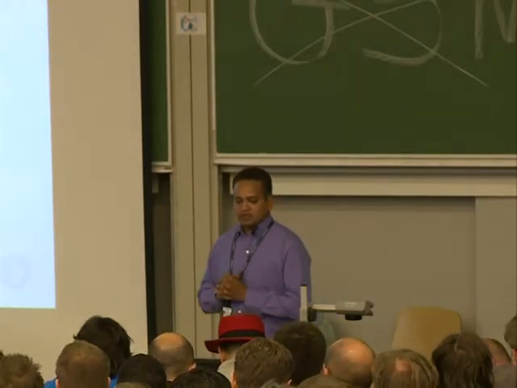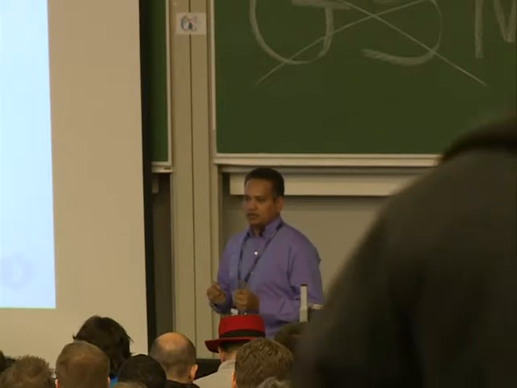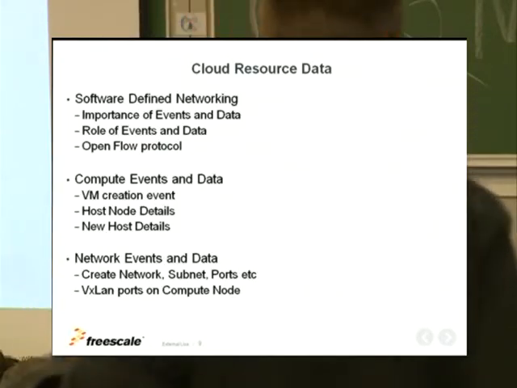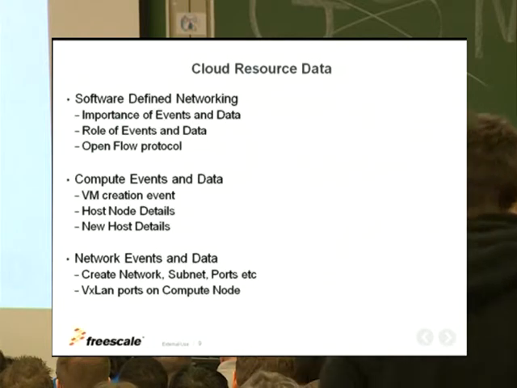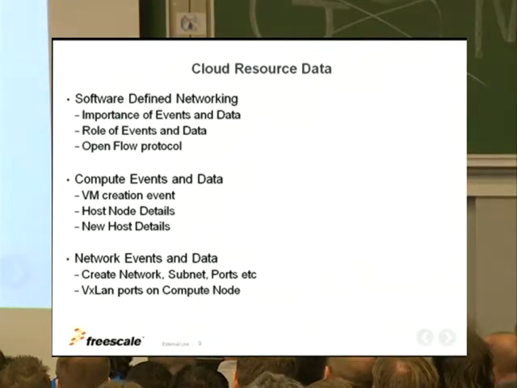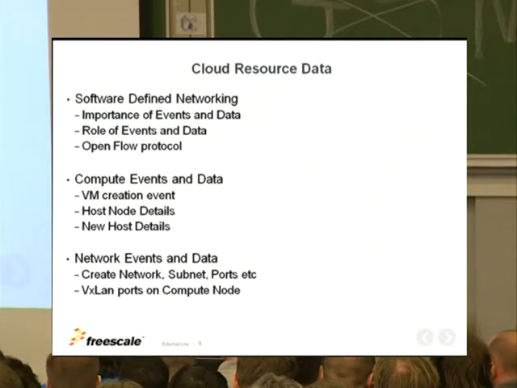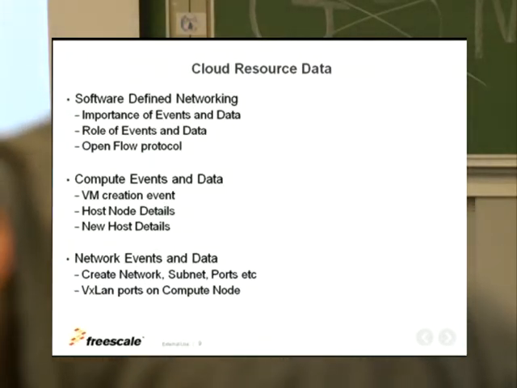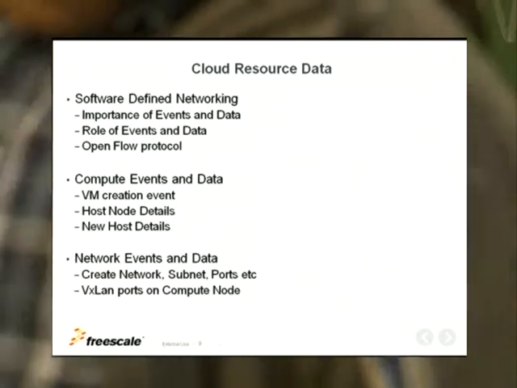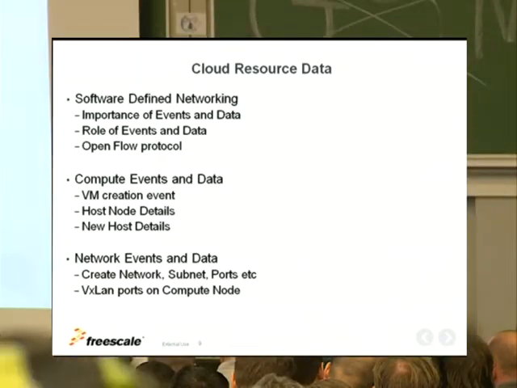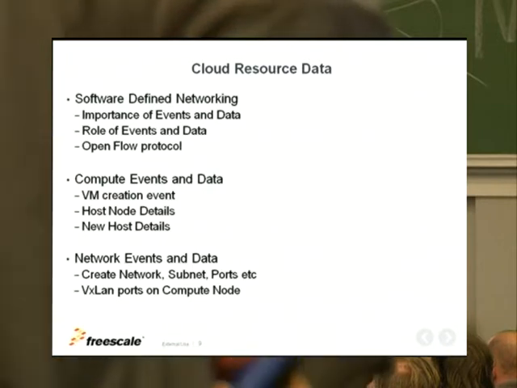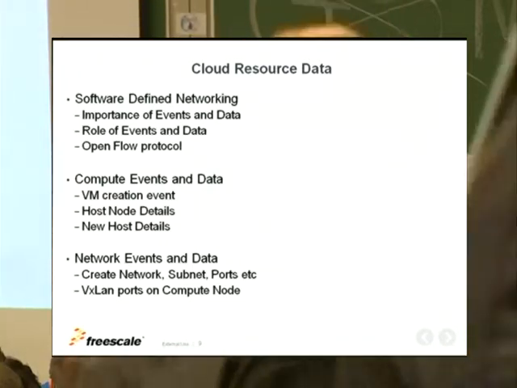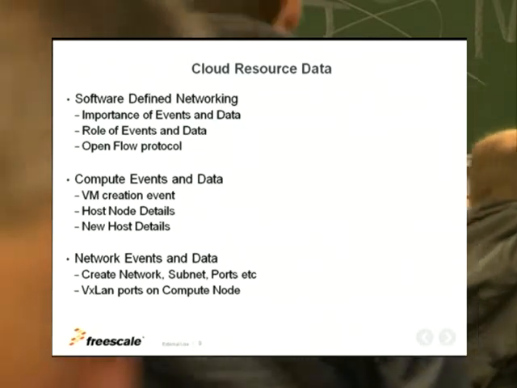So this is the cloud resource data. We'll see software defined networking. So what is the cloud resource data? The cloud resource data is the events generated when we spin up a virtual machine, or when we create a network, or when you add a network, create a port, or delete a port. So these are the different events, and the data generated along with these events is very useful.